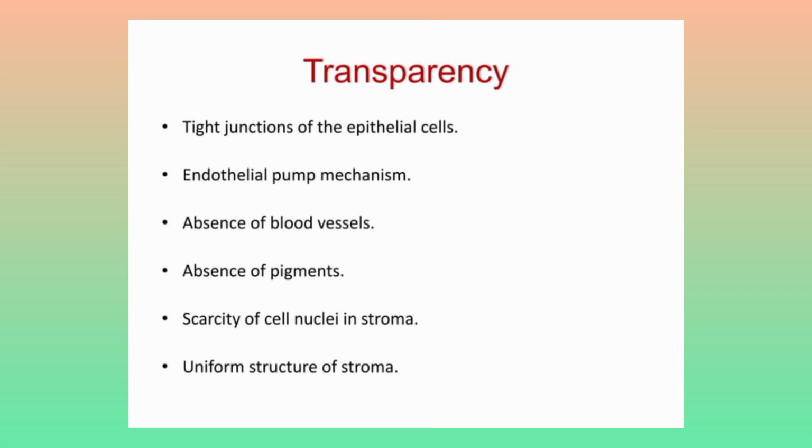Corneal transparency. Let's know about the corneal transparency. Tight junctions of the epithelium cells, endothelial pump mechanism, absence of blood vessels, absence of pigments, sparsity of cell nuclei in stroma, uniform structure of stroma.